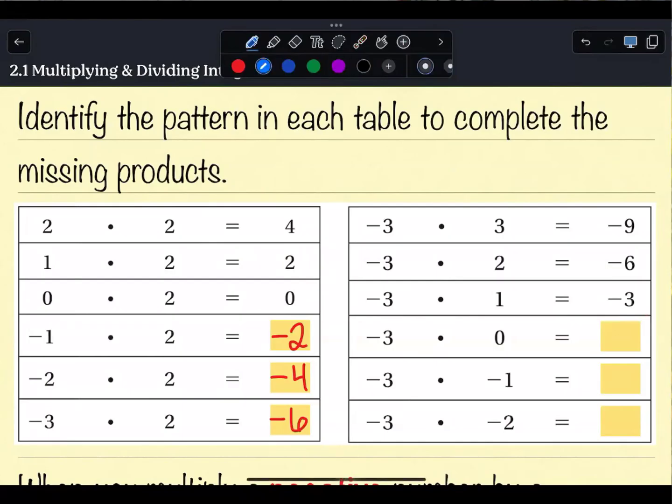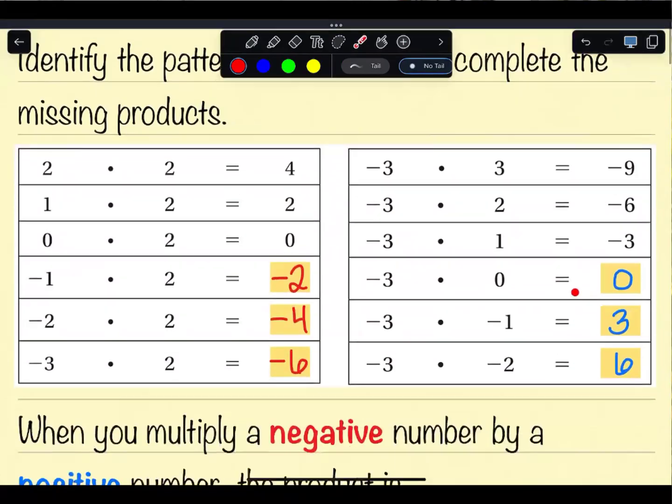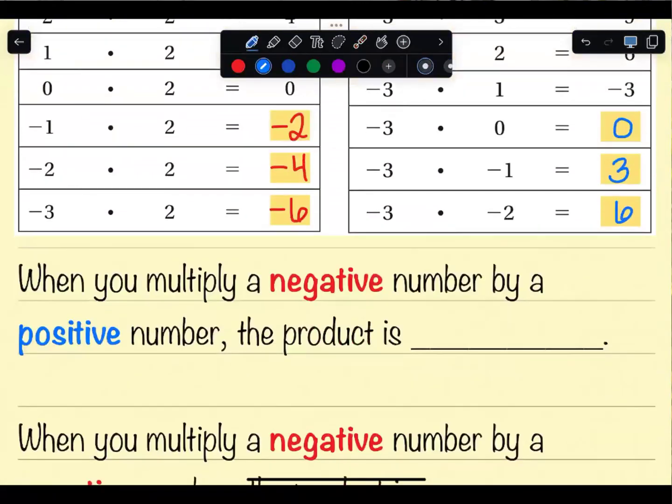Negative 3 times positive 1 is negative 3. And if we continue this pattern, we can see what happens when you multiply a negative by 0 or a negative by a negative. And so this pattern would show us that it's going up by 3 every time. So this would be 0. Obviously, anything times 0 is 0. Negative 3 times 0 is 0. And if we go 3 above that, we'll get positive 3. And if we go 3 above that, we'll get positive 6. So what's happening is if you multiply a negative number by a negative number, you get a positive answer. So a negative times a positive is a negative, and a negative times a negative is a positive. And that's what we see as we multiply our integers here.